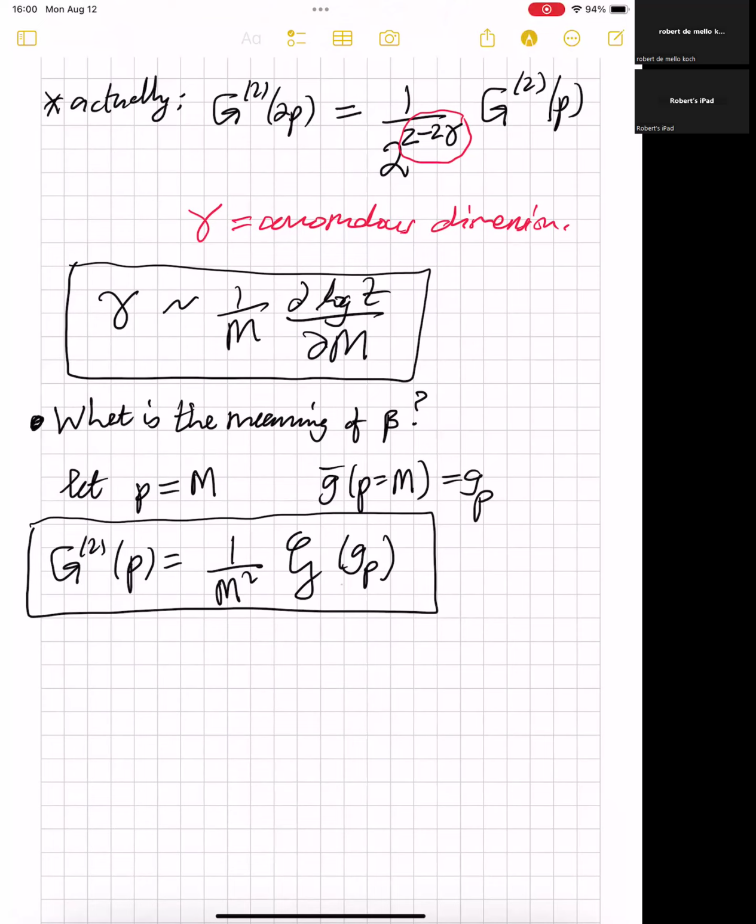We could expand this. And what will we get? We'll get a series expansion in gP. But you know what it means if you get a series expansion in gP. This is the perturbation series. So in actual fact, this curly G of gP is nothing but the perturbation series that you would get by summing the Feynman diagrams. We will continue in a moment.